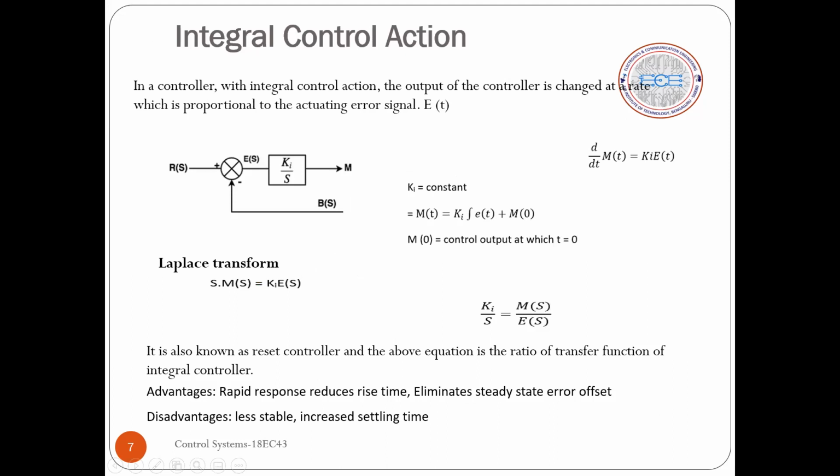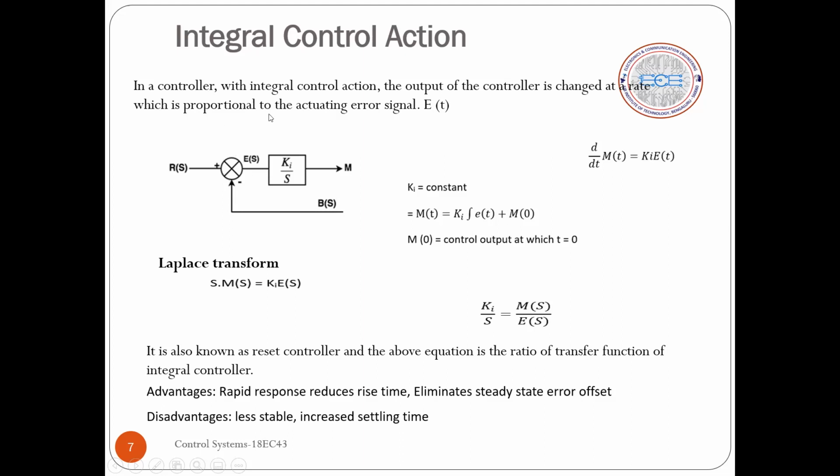Okay, so next we have the integral controller. You will be getting something like a triangular wave response, because integration is what is happening, that is, the error signal is integrated here.